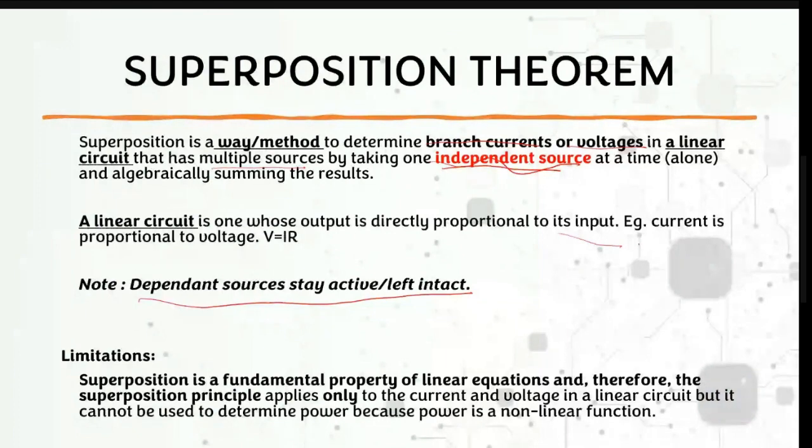So a linear circuit involves voltage, current, and resistor. Besides resistor, you can also have the inductor and the capacitor. We call this a linear circuit because we have the current proportional to voltage, where we have Ohm's law. So for this superposition theorem, you can just ignore the dependent sources that we have in the circuit.